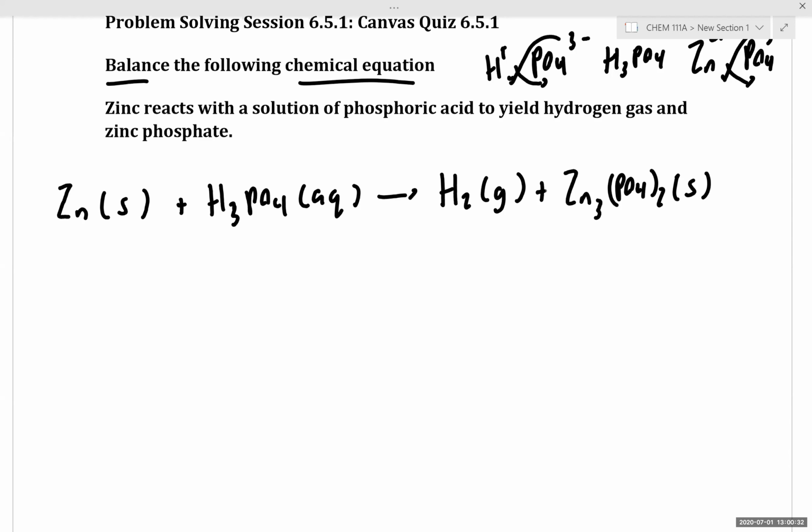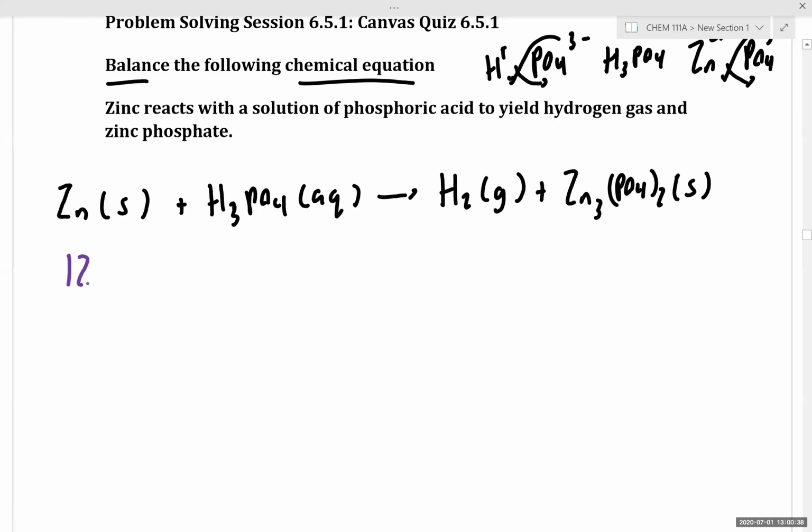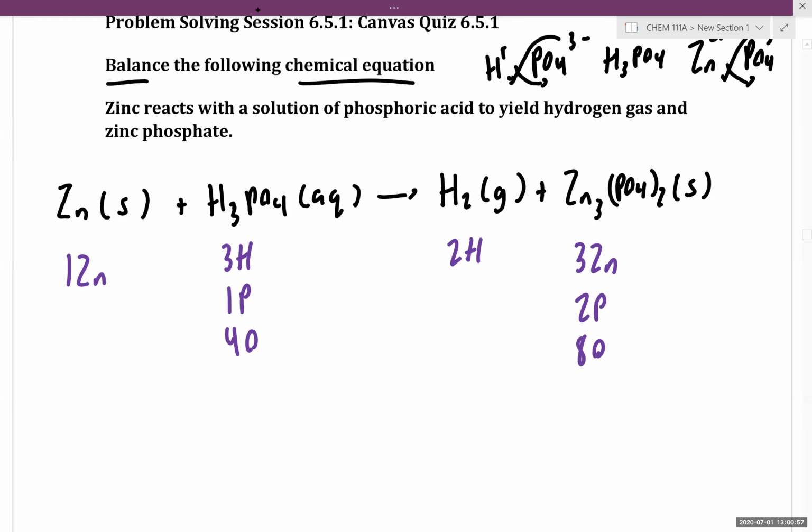Okay, so let's now discuss this example. So first things first, let's count the atoms of each element. So we have one zinc atom. We have 3 hydrogens, 1 phosphorus, and 4 oxygen atoms. We have 2 hydrogen atoms in hydrogen gas. And in zinc phosphate, we have 3 zinc atoms. We have 2 phosphorus and 8 oxygen atoms.